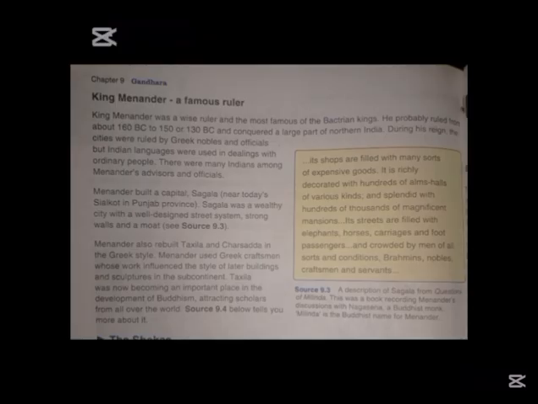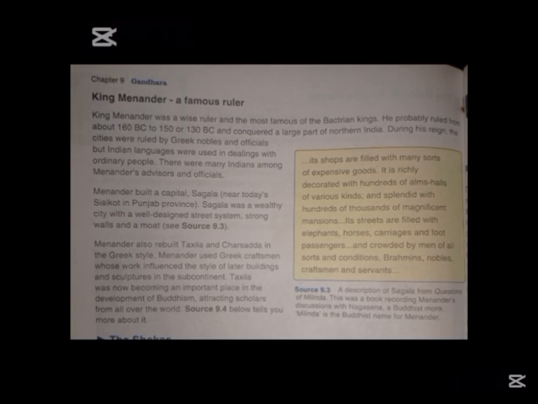About the Bactrian rulers, who were the first group to invade the Gandhara civilization. He probably ruled from about 160 BC to 150 or 130 BC and conquered a large part of northern India. During his reign, the cities were ruled by Greek nobles and officials, but Indian languages were used in dealings with ordinary people. There were many Indians among Menander's advisors and officials. Menander built a capital Sagala near today's Sialkot in Punjab province.